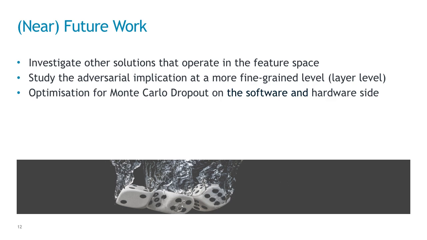Future work, very near future work, consists of investigating other solutions that operate in the feature space, to study adversarial implications at a more fine-grained level, at the layer level, and optimizing Monte Carlo dropout on the software and hardware side. Although Monte Carlo dropout is quite efficient, you still need to perform multiple forward passes, which can be done in parallel, so you can reduce latency, but in terms of computation, it's still heavier than just running vanilla.